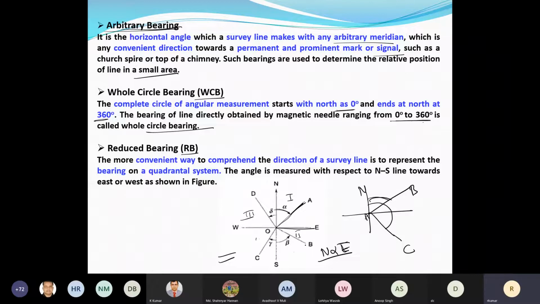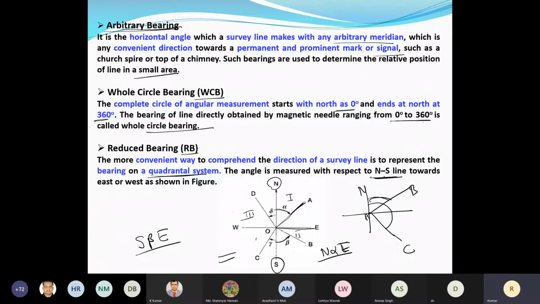Now about OB, the reduced bearing will be, can you tell me, as this angle beta towards E. So we are using north and south every time in the reduced bearing. The more convenient way to comprehend the direction of the survey line is to represent the bearing on a quadrantal system. The angle is measured with respect to the north and south line.